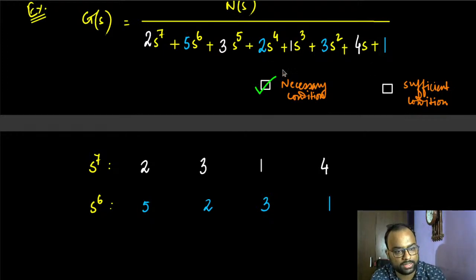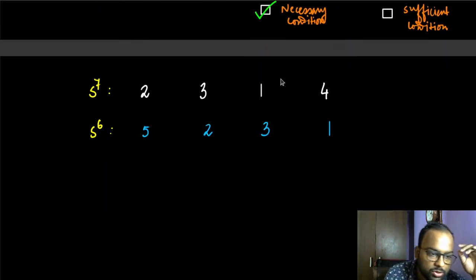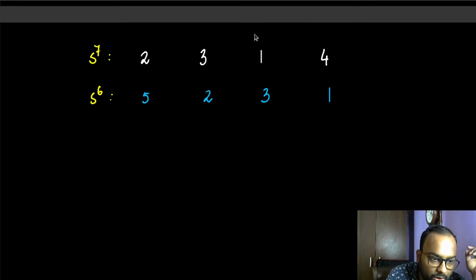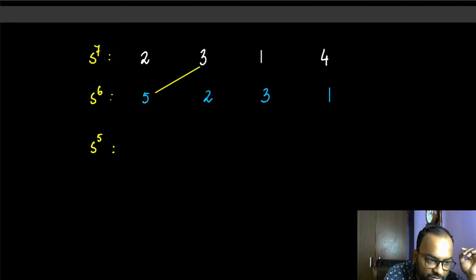All right, so that is the end of this. We have constructed the first two rows. Now we have to construct the next one, which is s to the power 5. This is going to be 15 minus 4 divided by 5.